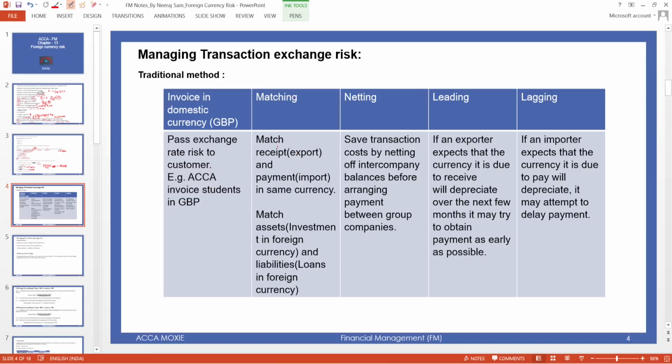So matching method is like, if you are receiving 400 and you have to pay 600, so you net them and you have to only hedge 200 payment only. Okay, so you have to only hedge $200 only, right? So this is called matching.